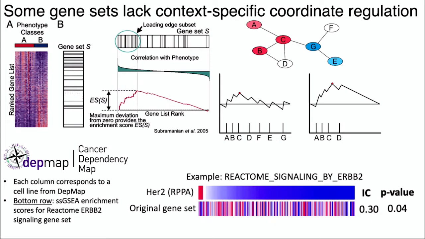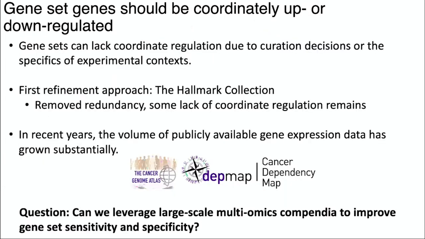As an example, we selected all of the cell lines from the cancer dependency map for which the protein abundance of HER2 was available. We then computed the enrichment scores for the Reactome signaling by ERBB2 gene set in each sample. We found only a weak correlation between the enrichment scores and the more direct measurement of the HER2 signaling phenotype, indicating that this gene set contains member genes that are not coordinately regulated.